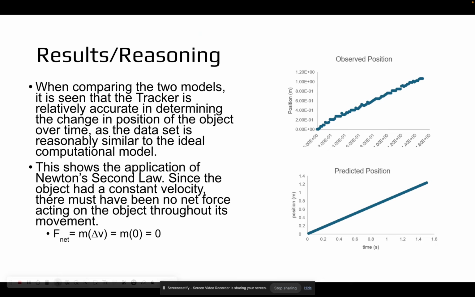So here are my results and reasonings. When comparing the two models, it is seen that the tracker is relatively accurate in determining the change in position of the object over time, as the data set is reasonably similar to the ideal computational model. This shows an application of Newton's second law. Since the object had a constant velocity, there must have been no net force acting on the object throughout its movement. This can be shown in the formula shown below: F net is equal to m times the change in velocity. Since the change in velocity is zero, as the velocity is constant, then the net force is also equal to zero.